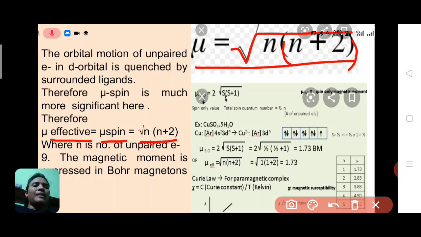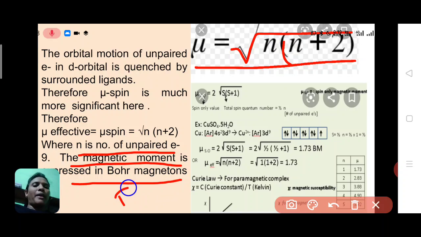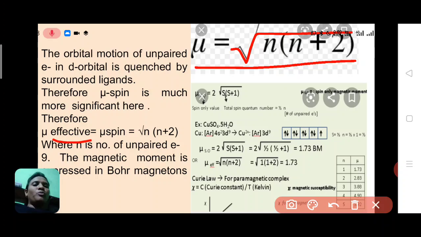So what is n here? Where n is the number of unpaired electrons. So magnetic moment is expressed in Bohr magnetons. Bohr magneton, BM, is the unit of magnetic moment. Okay. So now how can we calculate the effective magnetic moment of any atom by using this spin only formula?